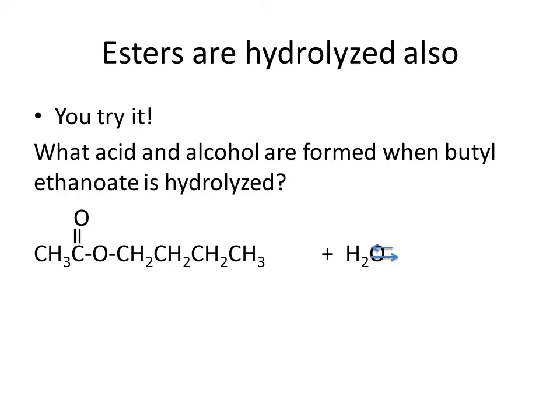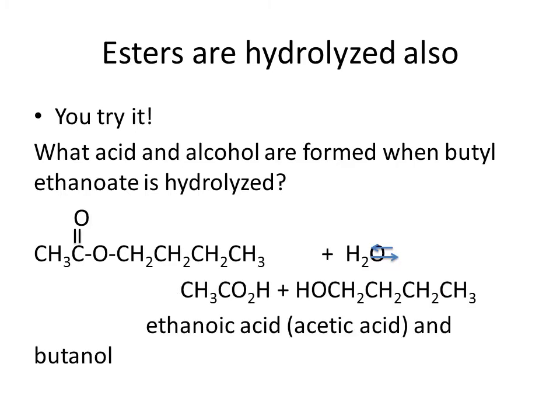The alcohol side is the part that has a single bond to an oxygen, so that is going to be 4 carbons to an oxygen. I can draw it: there's the acetic acid with 2 carbons, and then there's the butanol with 4 carbons. Notice in the name butyl ethanoate, the part that has the "yl" comes from the alcohol, so it goes from butyl to butanol. The part that has the "oate" on it came from the acid, so it goes from ethanoate to ethanoic acid.